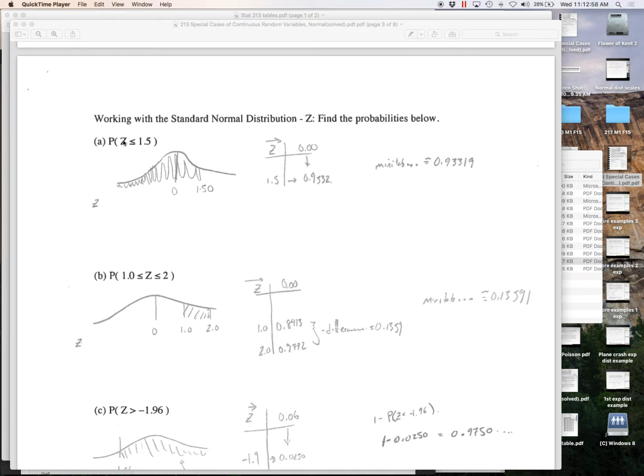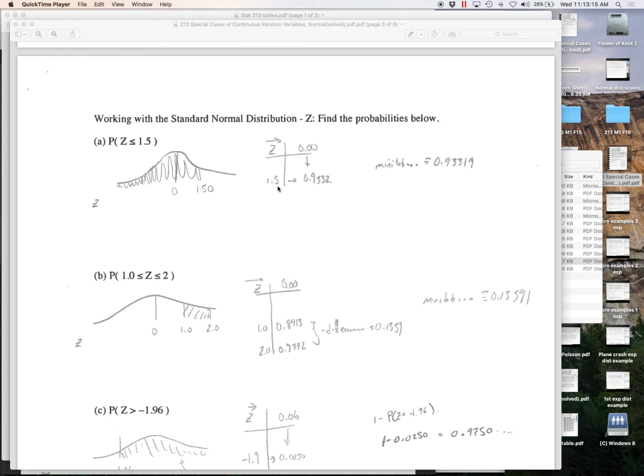Okay, so here it's saying if the z-score is less than or equal to 1.5, how much area is there? Drawing the picture always helps me. The middle of a standard scale is 0. Here I'm saying 1.5 standard deviations. So how much is this area? Less than or equal to.